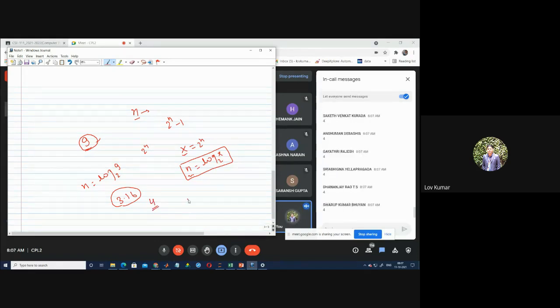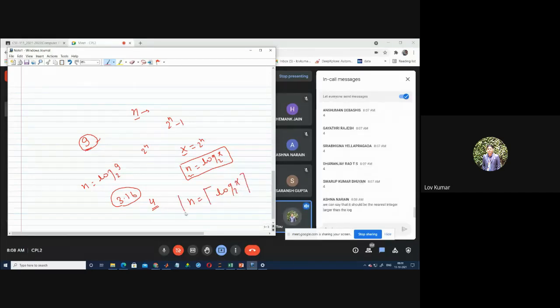So if we are going to write, we can write n equal to the final value is the upper value of log 2 of x. If we are going to calculate the minimum number of bits required to generate x number of unique address, then we always take the ceiling value. We always take the ceil value, the upper value.